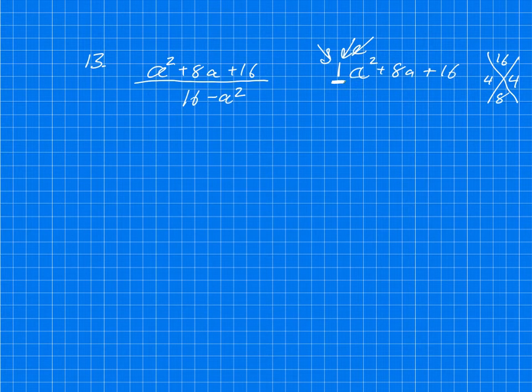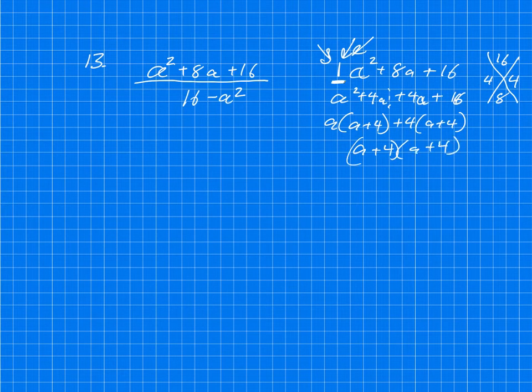But if I do split the middle term, I'm going to get a squared plus 4a plus 4a plus 16. And I factor out from the first half an a. I get a times a plus 4. And I'll take out a 4 from the other one. And I get a plus 4 again, as I should. And so I get a plus 4 times a plus 4.